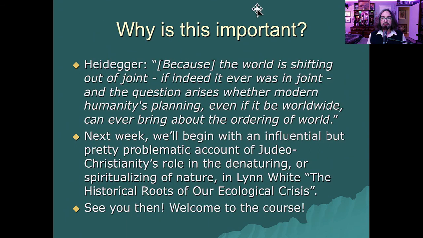Why is any of this important? Why do we need to think about what nature, spirit, being, history, etc. are in all the great world traditions and much else besides? Heidegger actually answers this question very succinctly and intelligibly. He says, well, the world is shifting out of joint, indeed if it ever was in joint, and the question arises whether modern humanities planning, even if it be worldwide, can ever bring about the ordering of the world.